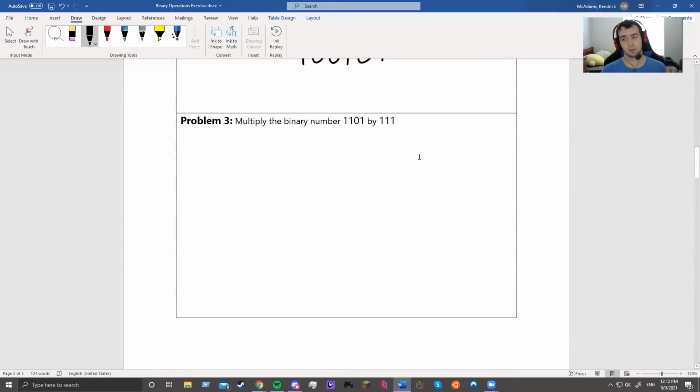All right, here we go. Now we're going to do multiplying. This is a little bit more complicated, but not really. Pretty much multiplication has pretty simple rules.